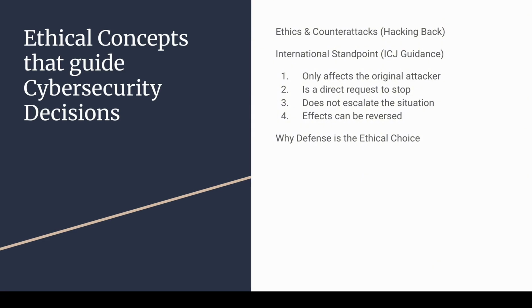From an international standpoint, the ICJ guidance, the International Court of Justice, allows counterattack only if all conditions are met. Which are: it only affects the original attacker, there is a direct request to stop, it does not escalate the situation, and the effects can be reversed. But because these conditions are really hard to guarantee, most organizations do not do counterattacks. Because if you really think about it, a counterattack usually makes the situation worse and not better. Unless you're just that good, obviously.